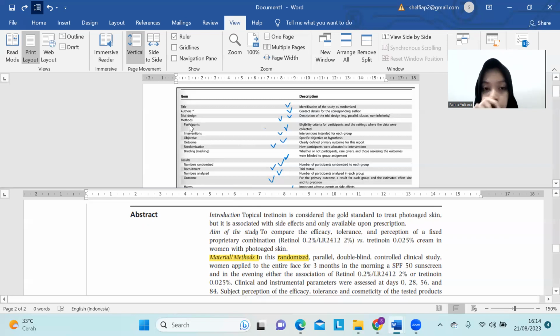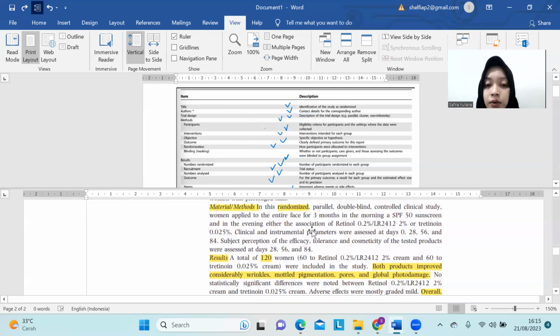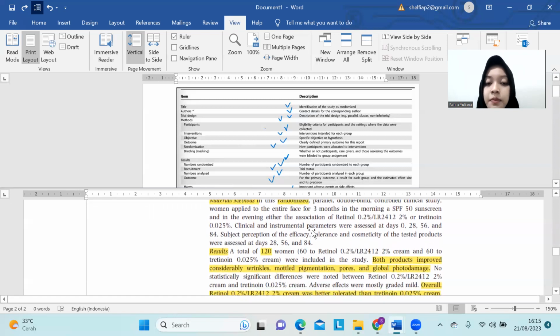Next, we move to the methods. The methods include many things like participants, and the participants item is the eligibility criteria for participants and the settings where the data were collected. And this is the participants. We see the participants are a total of 120 women, divided with 60 to retinol and 60 to tretinoin, and compared by percentage.